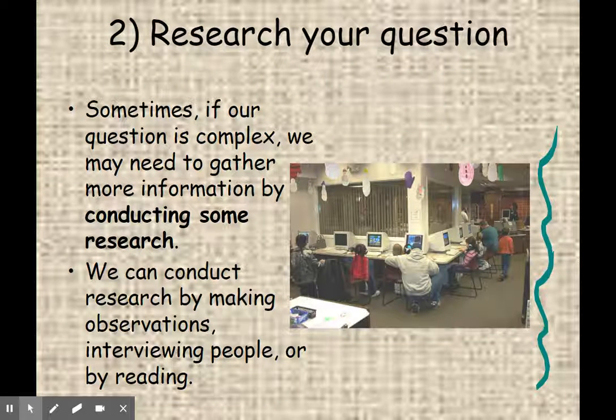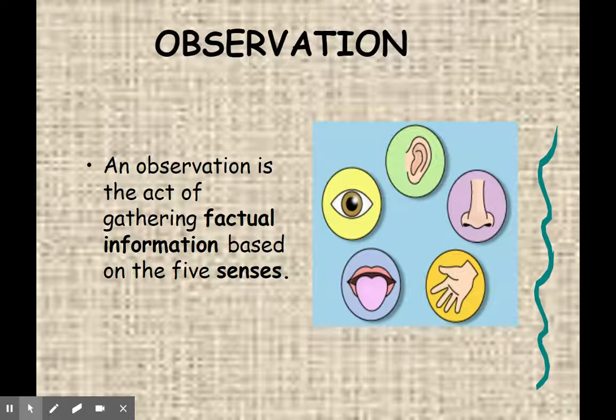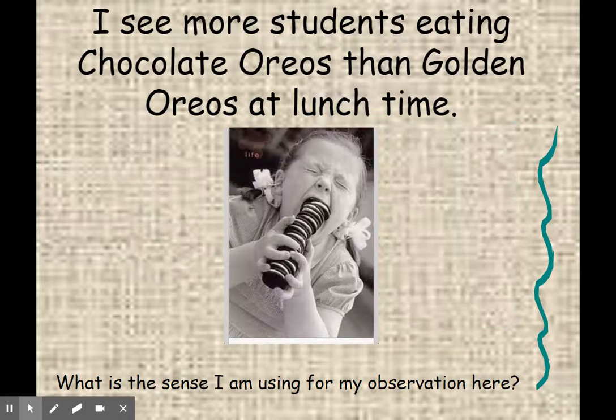So now we need to research our question. Sometimes if our question is complex, like I said, we need to go to the computer lab and do some research, or go online and do some research. And you can also just make observations or interview people or look in a book or someplace other than the internet. So for this one, I'm making an observation on Oreos. And what I have noticed is I see more students eating chocolate Oreos than golden Oreos at lunchtime. So what sense am I using for my observation here? My eyes, right? My vision.